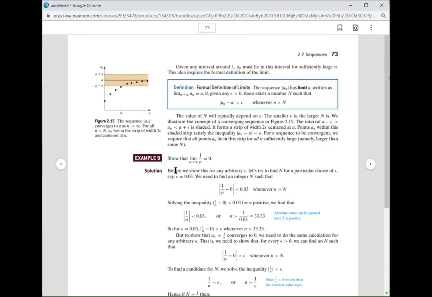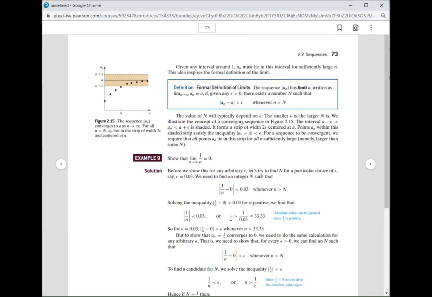So what about this limit? Okay, so this is equal to 0, you can use the definition again. Okay. So let's try to find N for a particular choice of epsilon. Okay, say like this, right? So you can notice that by definition, this will be the absolute value of 1 over n minus 0 less than 0.03, right? Whenever n greater than N.